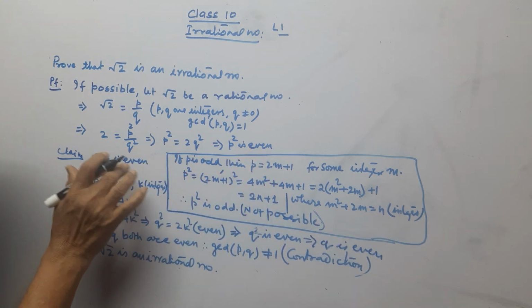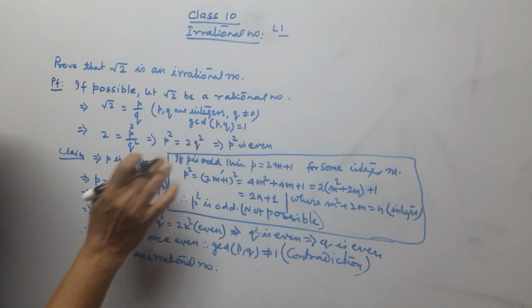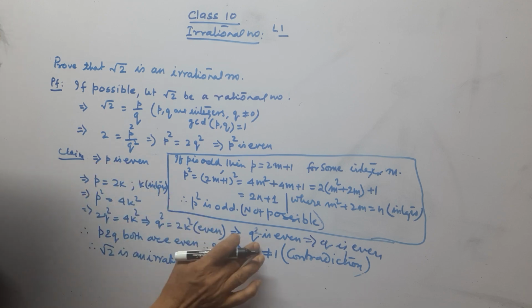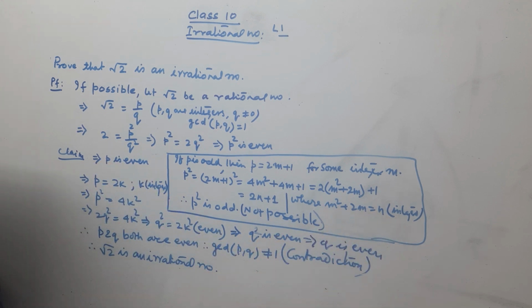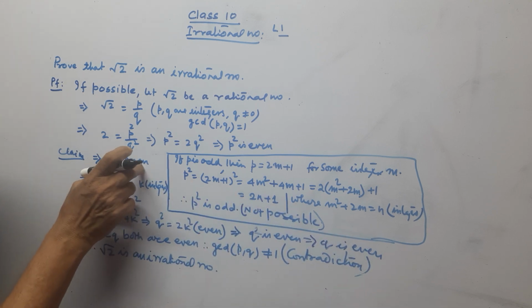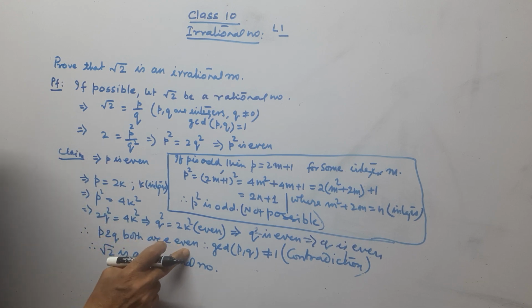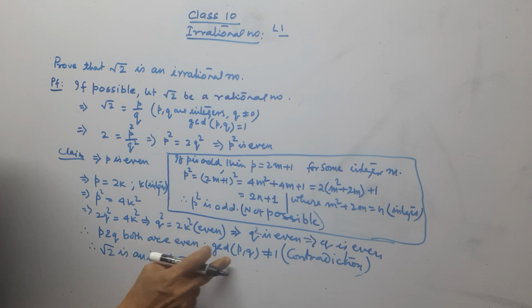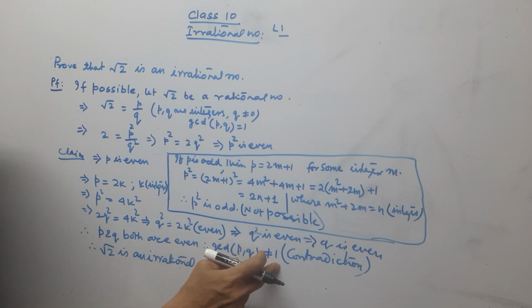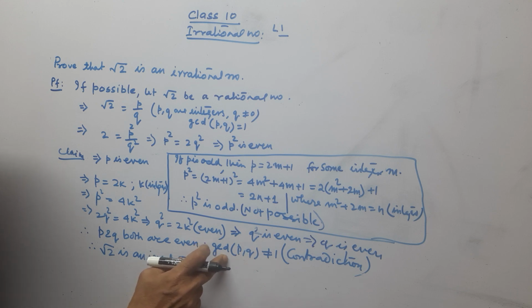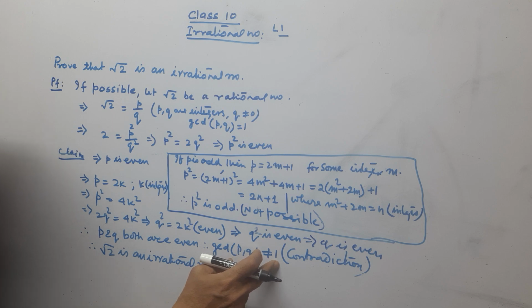Same thing. If p square is even, then p is even. If q square is even, q is even. So finally we get q is even and p is even. P and q are both even. Then how will the GCD of p and q be 1? At least 2 will be a common factor. So the GCD of p and q is not 1.